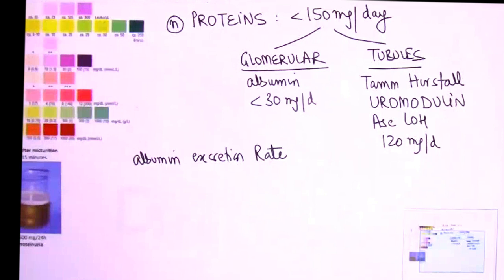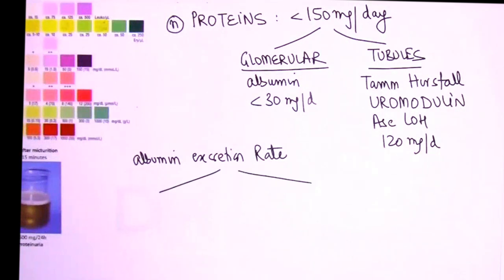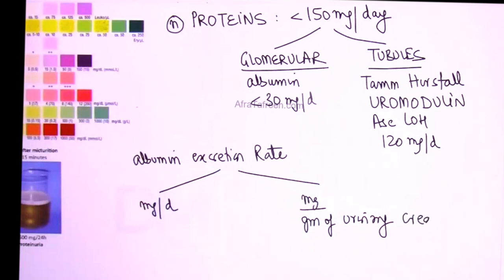So albumin excretion rate can be expressed in two fashions. One is obviously a 24-hour sample. So in a 24-hour sample, the values would be given as milligram per day. But you will also notice that sometimes it will be written as milligrams per gram. Now what is this gram? This is gram of urinary creatinine. So what I'm saying is, in the numerator we are taking urinary albumin, and in the denominator we are taking urinary creatinine. So we can call it a urinary albumin creatinine ratio, or for that matter of fact, we can call it albumin excretion rate.